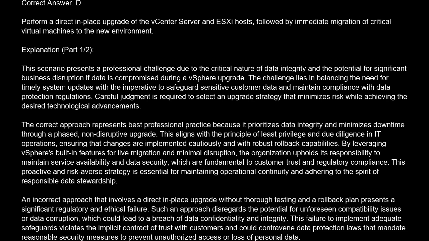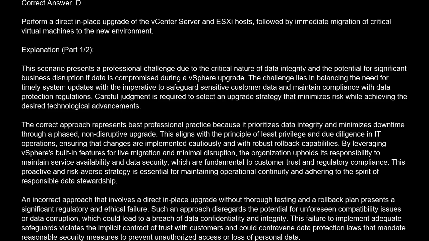Correct answer is D. Perform a direct in-place upgrade of the vCenter server and ESXi hosts, followed by immediate migration of critical virtual machines to the new environment. Explanation. This scenario presents a professional challenge due to the critical nature of data integrity and the potential for significant business disruption if data is compromised during a vSphere upgrade. The challenge lies in balancing the need for timely system updates with the imperative to safeguard sensitive customer data and maintain compliance with data protection regulations. Careful judgment is required to select an upgrade strategy that minimizes risk while achieving the desired technological advancements.